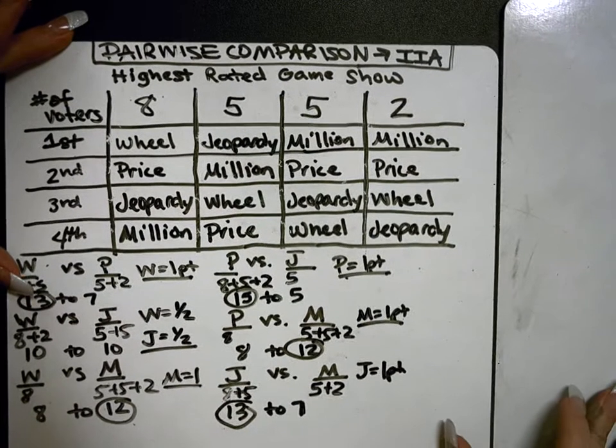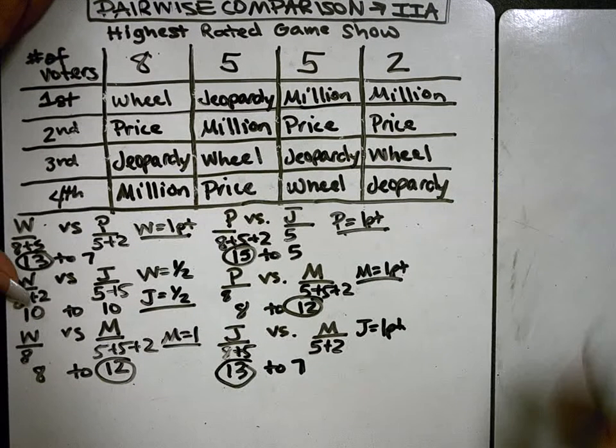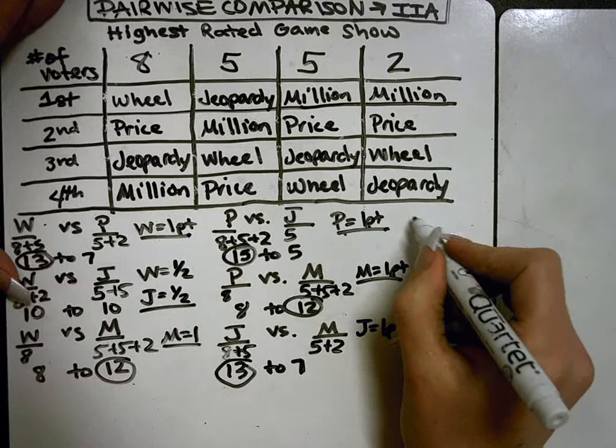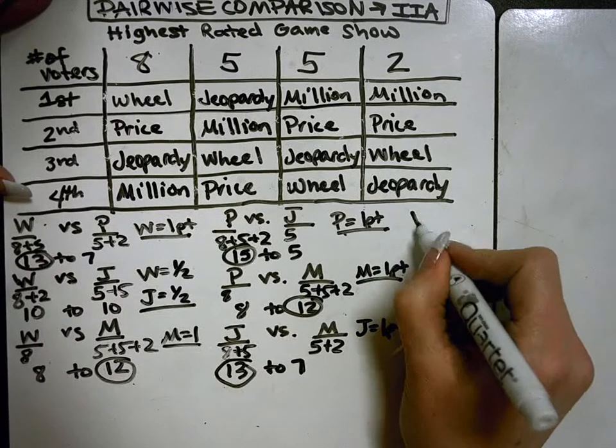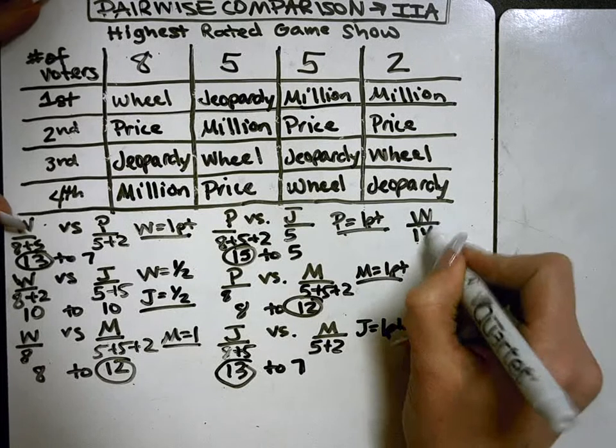So now what we need to do is just add up the total amount of points for each candidate. So here, let's start with Wheel. Wheel has 1.5 points.